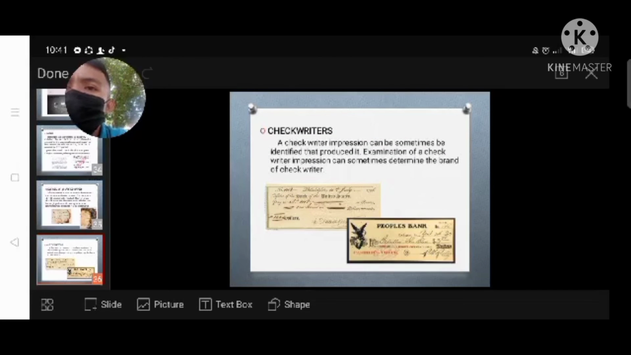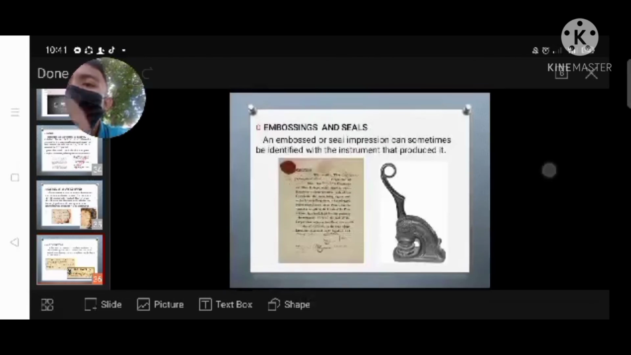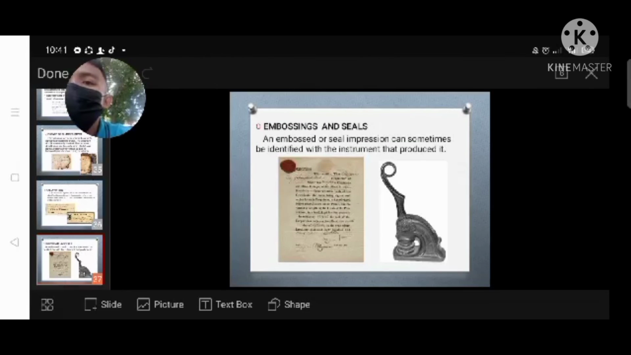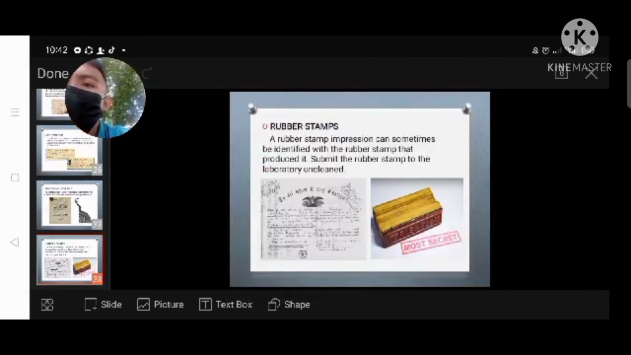Check writer. Check writer impressions can sometimes be identified with the machine that produced them. Examination of check writer impressions can sometimes determine the brand of check writer. Embossing and seal: an embossed or sealed impression can sometimes be identified with the instrument that produced it. Rubber stamp: a rubber stamp impression can sometimes be identified with the rubber stamp that produced it. Submit the rubber stamp to the laboratory uncleaned.